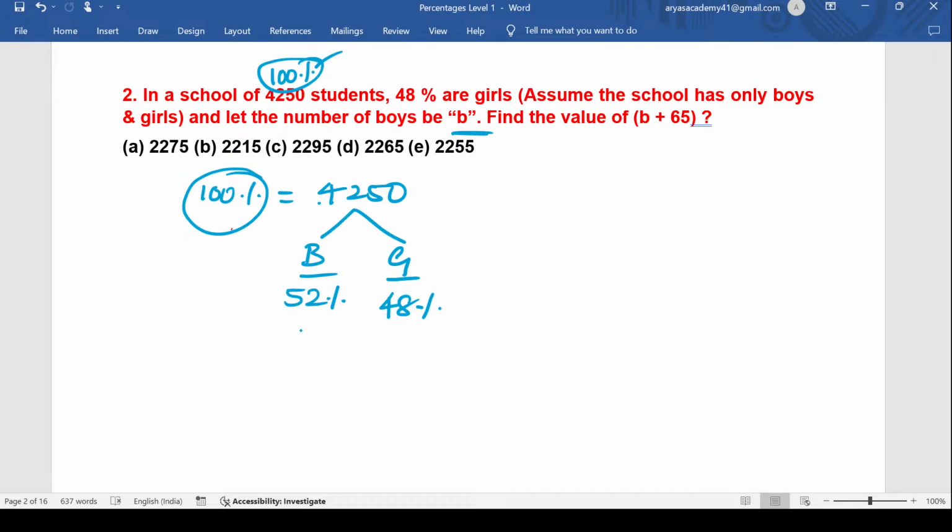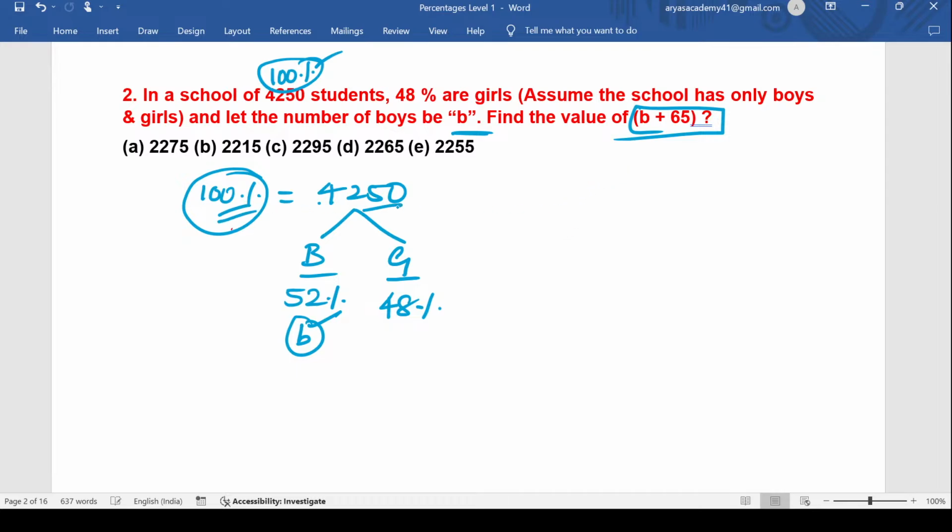Further information has been given, and let the number of boys be b. We don't know the exact number of boys, it may be 2000 or 2250 or 2500, whatever the value of boys may be, but you have to treat it as b. Small b is equal to number of boys. And finally, the question is asking you to find the value of b plus 65. You have to add 65 to the actual number of boys in the school.